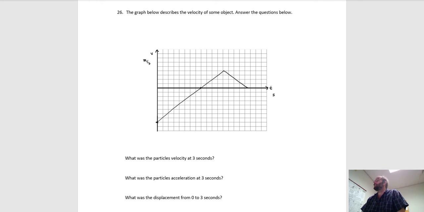I'm making this one to help you with number 26 in your Unit 1 homework. Now, 26 gets its own video. I'm only going to include this one problem because this is the first one I think I've talked about here where we're going to look at a velocity graph.